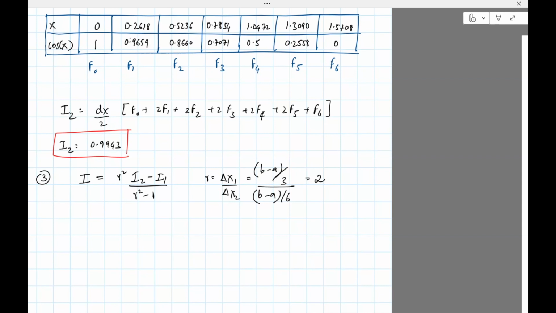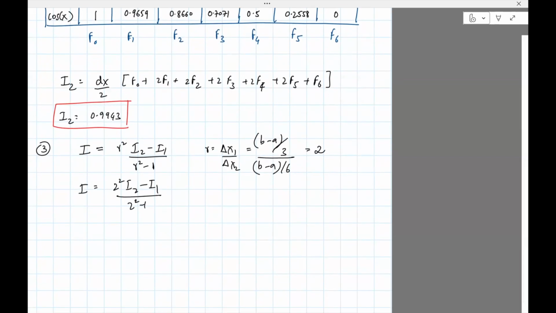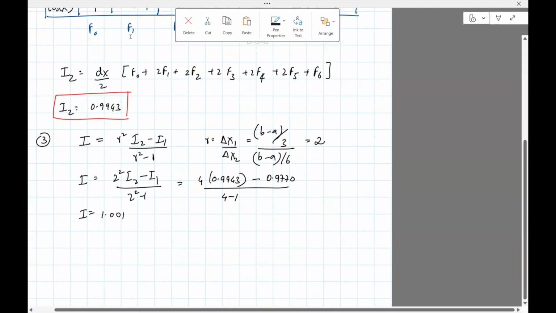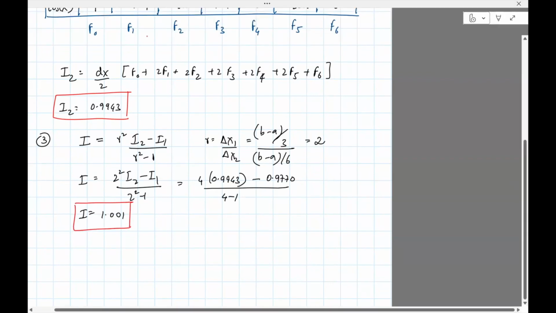So now we have I equals 2 squared I2 minus I1 divided by 2 squared minus 1. So that would be 4 I2. I2 is 0.9943. I1 was computed in the previous step, it was 0.9770, divided by 4 minus 1. So I comes out to be 1.001.